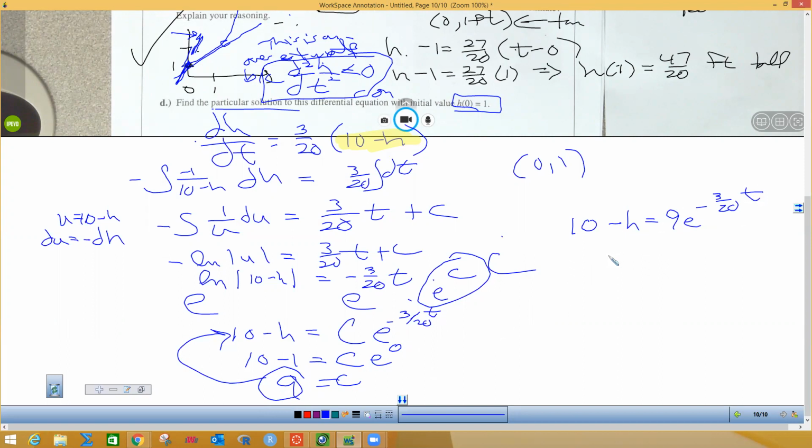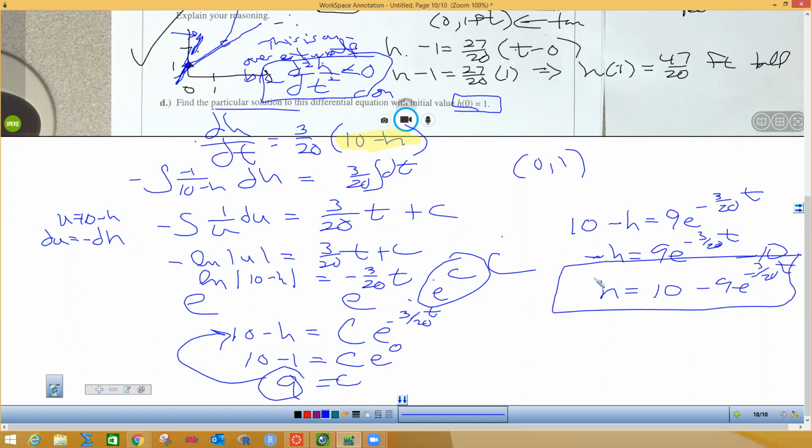So there's my equation. I'm going to solve this for h. I'm going to subtract 10 over, and then multiply by negative 1, or divide by negative 1, which changes both signs on the other side. So right there is my function, and we should probably write this as h of t.